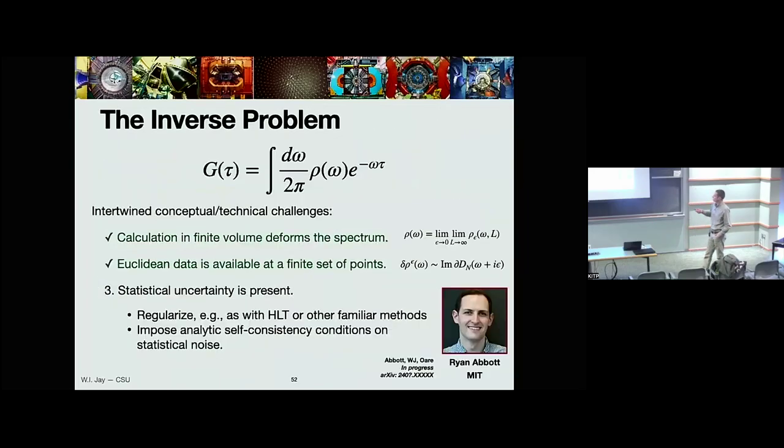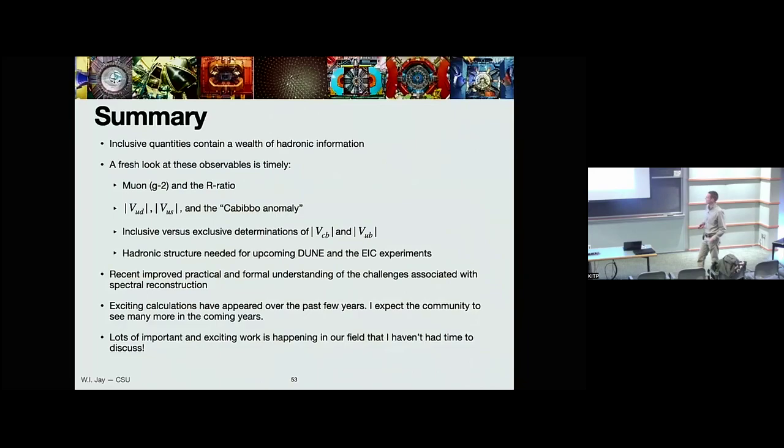Okay, so those were the 2 data points I wanted to talk about. The third is the reality of statistical uncertainty. There's a lot that could be said here. It's work in progress with Ryan Abbott, a student at MIT right now, and maybe we can chat more about that online. And then just my last slide to summarize.